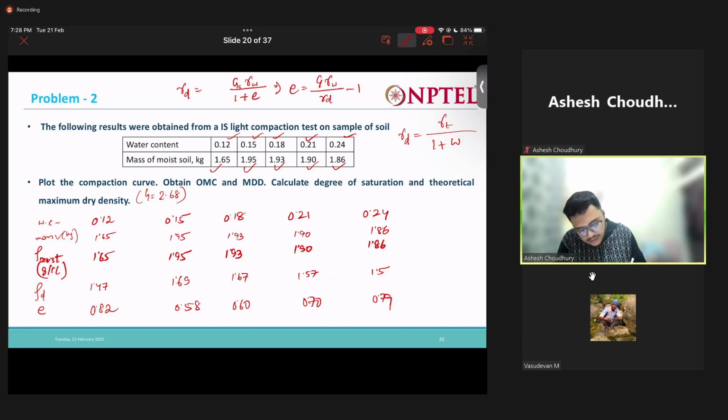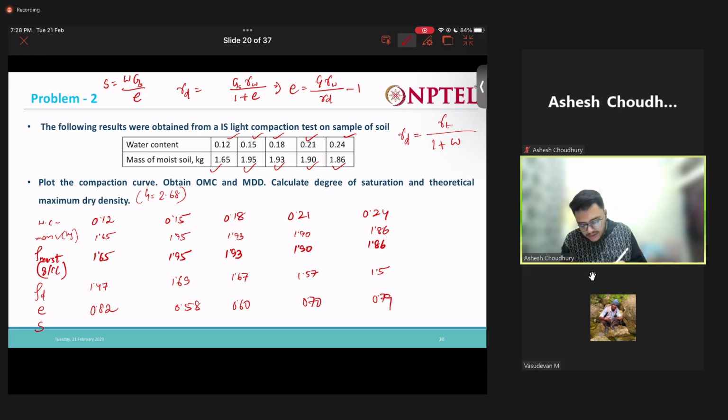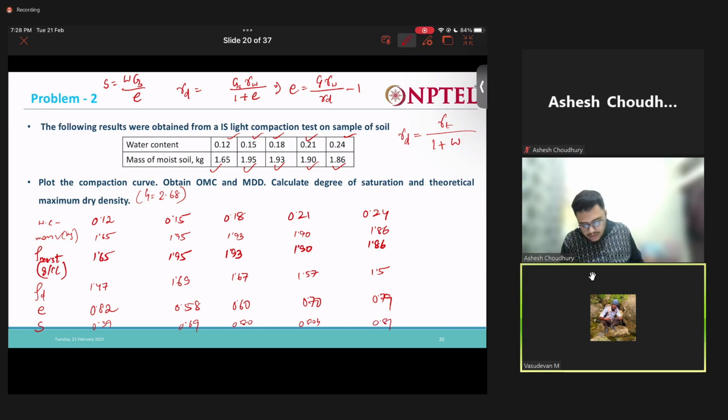Now it is also asked, calculate degree of saturation. Now what is the relation for degree of saturation? S is equal to wG by e, correct? So if you put all the wG and e values, you can calculate the degree of saturation, which will be nothing but 0.39, 0.69, 0.80, 0.804 and 0.81. Like this you can calculate the degree of saturation.